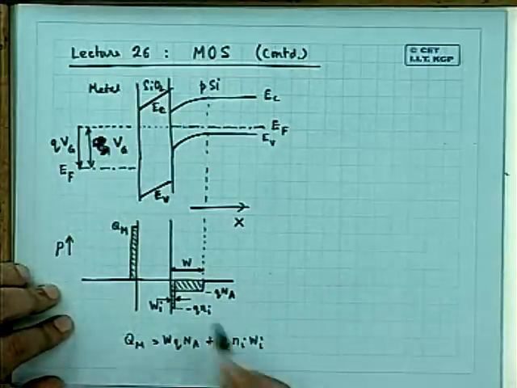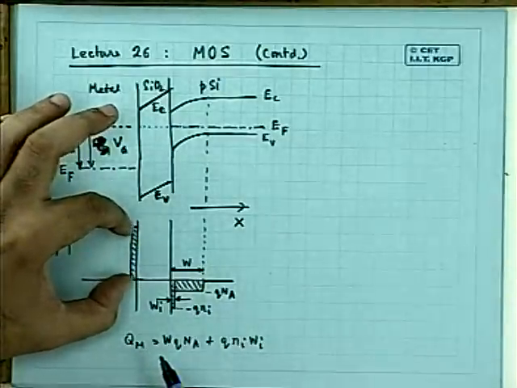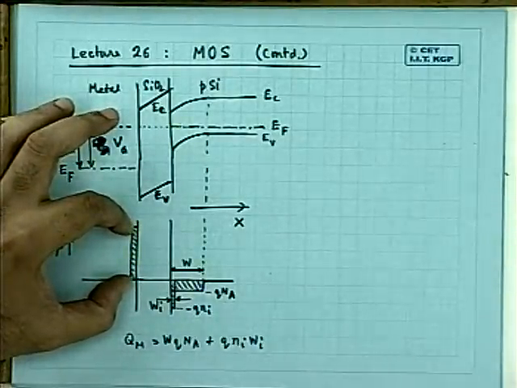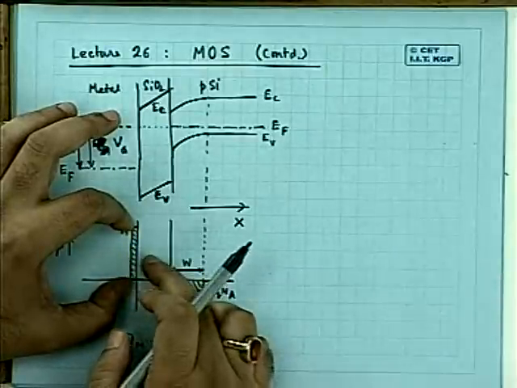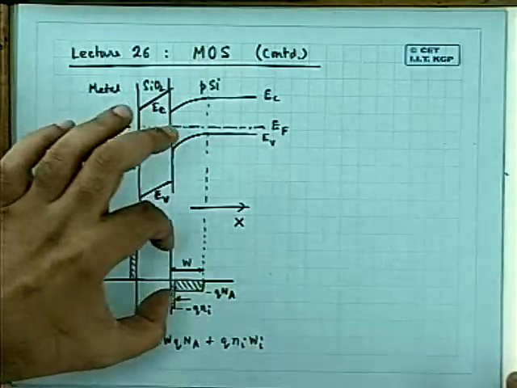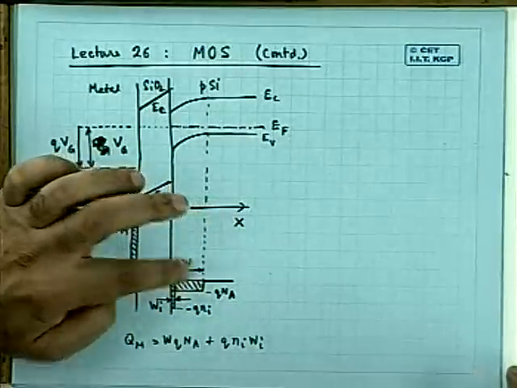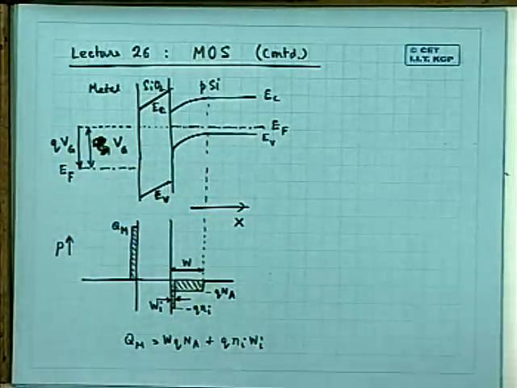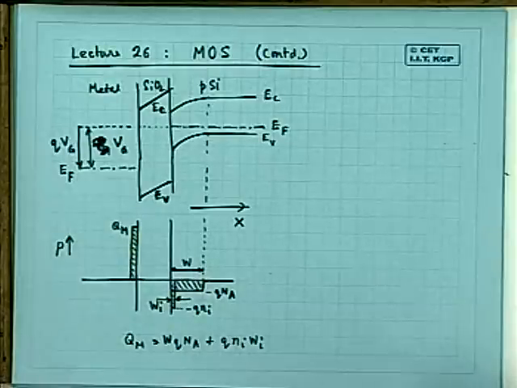So the space charge neutrality gives that the total positive charge at the interface between the metal and the oxide will be equal to the total negative charge at the interface and the depletion layer taken together. This is due to space charge neutrality in any condenser. The total positive charge accumulated in the positive plate should be equal to the total negative charge accumulated at the negative plate.